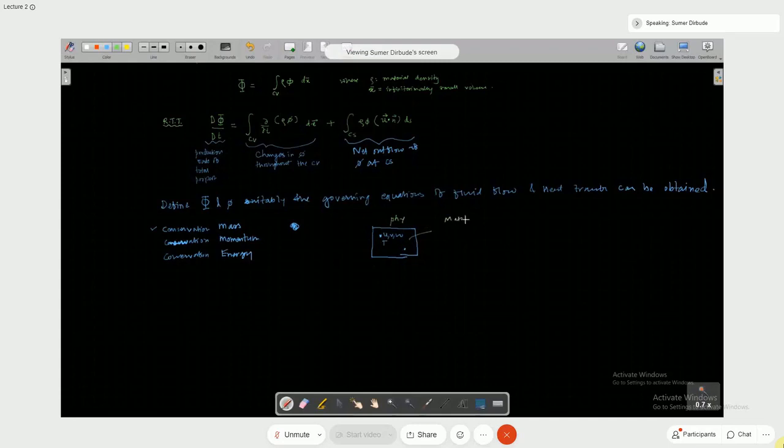The physics is converted into a mathematical equation, and then the mathematical equations have to be converted into some numerical model in terms of computational heat transfer. A numerical method or model will be applied, and then the programming and solution. So how do we build this mathematical model? That mathematical model comes through the conservation of mass, conservation of momentum, and conservation of energy principles.